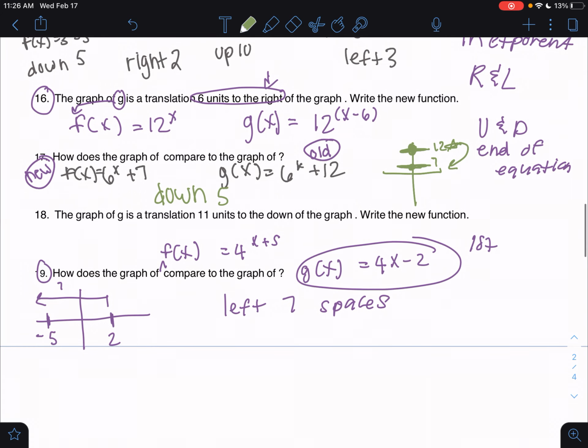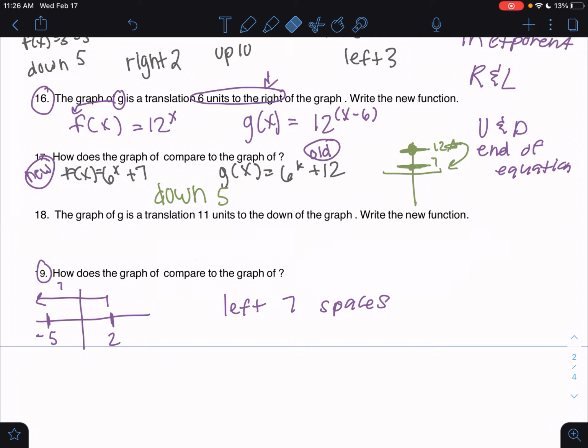All right, let's look at 18. I'm going to erase this so I have enough room. Number 18, it tells us that the graph of g is a translation of 11 units down. And we're starting at f of x equals 5 to the x. And it tells us we're going down 11. So that means we're going to have to change it at the very end. And so we're going to put minus 11 at the end. So we would go down 11.